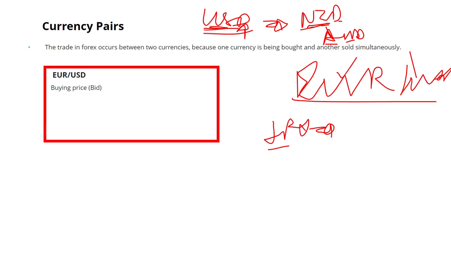So the first currency in a pair is called the base currency, and the second currency in a pair is called the quote currency. When you're looking at the base currency, it is the buying currency or the buying price. When you're looking at the quote currency, it is the selling price or the ask.